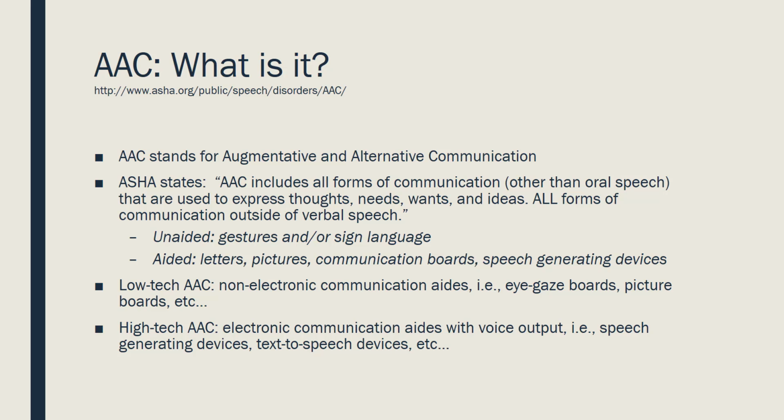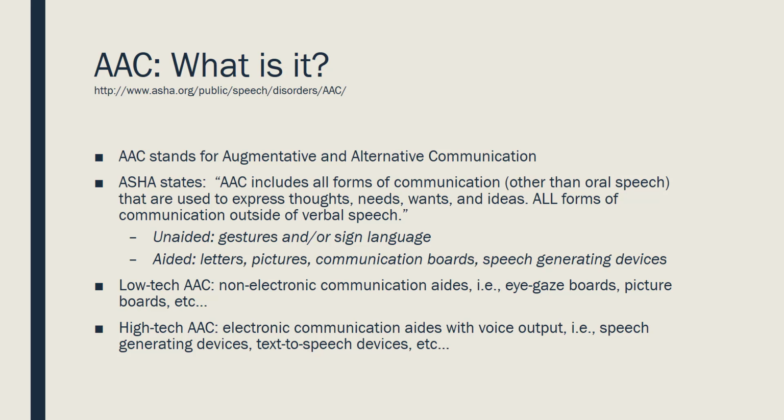AAC can consist of aided or unaided communication systems. An unaided communication system is one where an individual's body is used to communicate. This includes using gestures or sign language. Aided communication systems are those that use a tool of some sort for communication purposes. This could be the use of paper and pencil, letters, pictures, communication boards, speech-generating devices, and more.